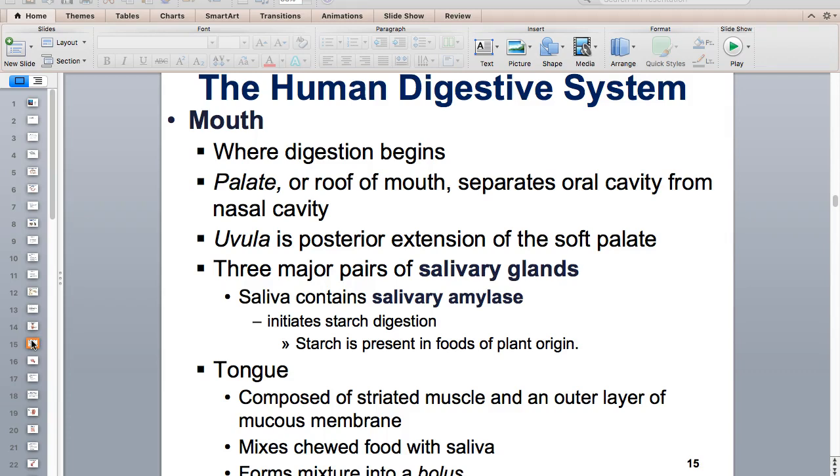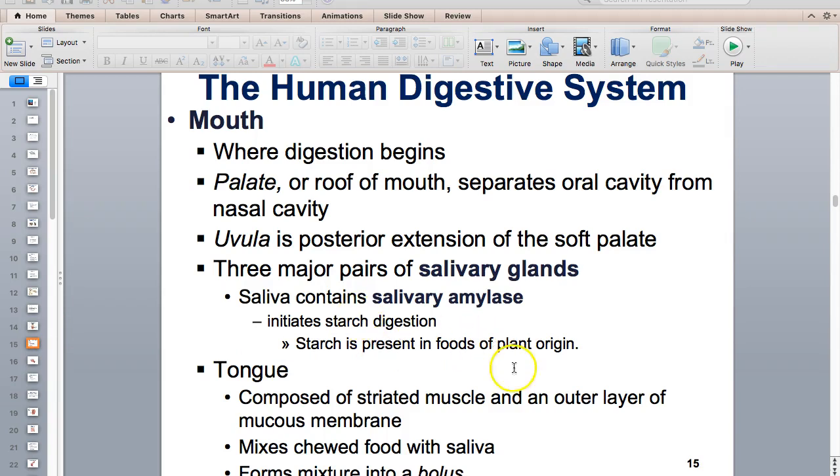You also have the salivary glands, which secrete salivary amylase. You guys should know what that enzyme is, and you should know what it breaks down. Okay, so salivary amylase will break down starches. Okay, so it initiates starch digestion. Okay, and we talked about starches. We think about potatoes, really high in starch. Okay, so starch digestion will begin in the mouth.